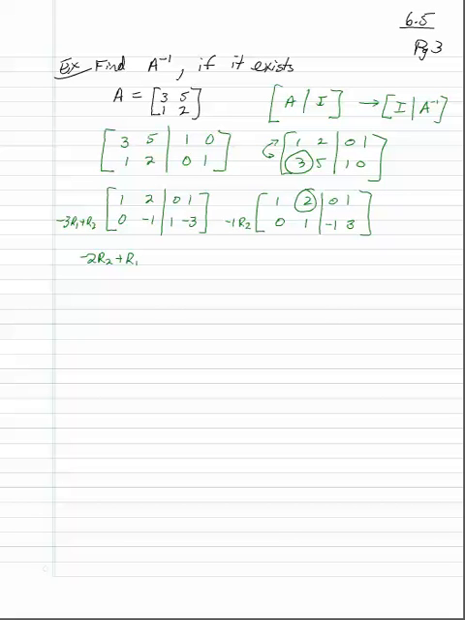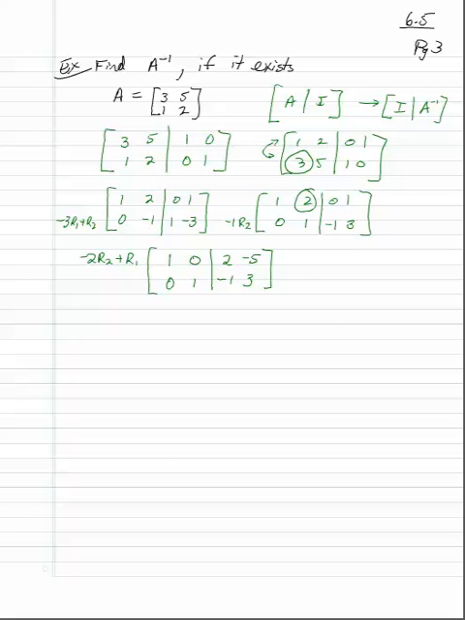I'm referring to the matrices I just did. Negative 2 times 0 plus 1 is 1. Negative 2 times 1 plus 1 is 0. Negative 2 times negative 1 is 2, plus the 0. Negative 2 times 3 is negative 6, plus 1 is negative 5. We leave row 2 alone, and now we're done.